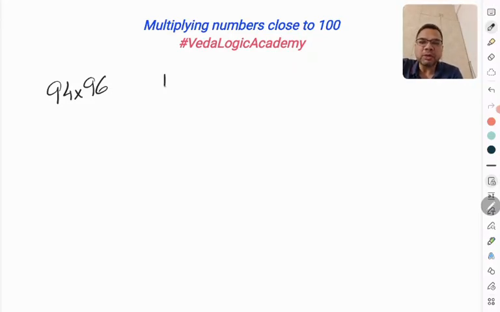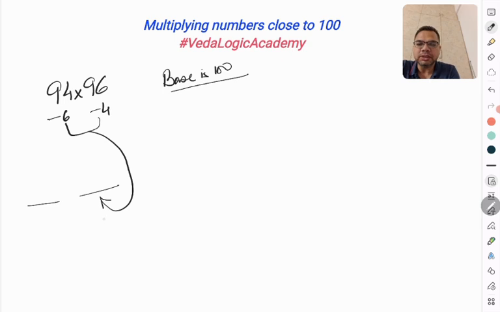So the main thing to remember here is the base is 100, right? For 94, the difference from 100 is 6, and for 96, the difference is 4 from 100. So we are going to get the answer in two parts. For the right part of the answer, we are going to multiply 6 and 4, minus 6 and minus 4. That becomes 24.